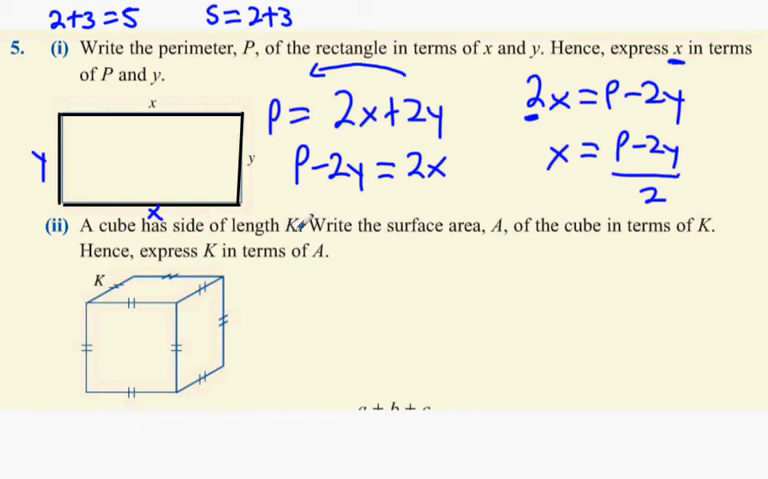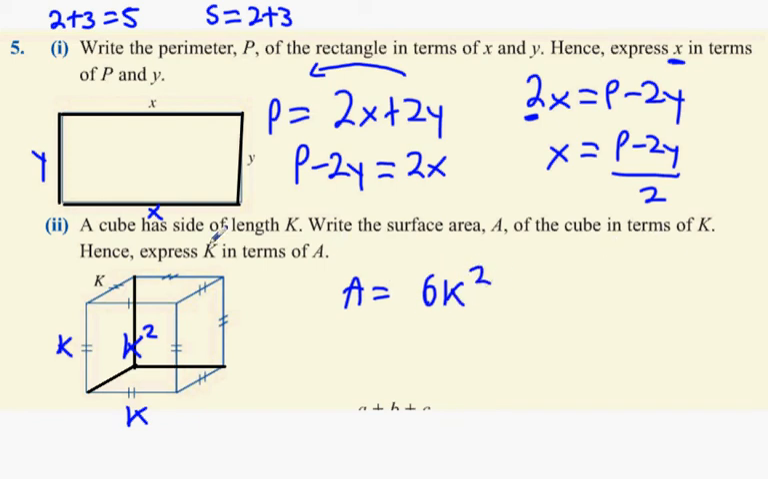A cube has a side of length k. Write the surface area A of the cube in terms of k. Now, surface area is all 6 sides added together. So if you were to finish this off, there you go, there, the missing sides, okay? So there's 6 sides there, isn't there? Now what's the area of one face? The front face as an example. What's the area of that? k multiplied by k is k squared. How many sides do we say there was again? 6. So the surface area is 6k squared.